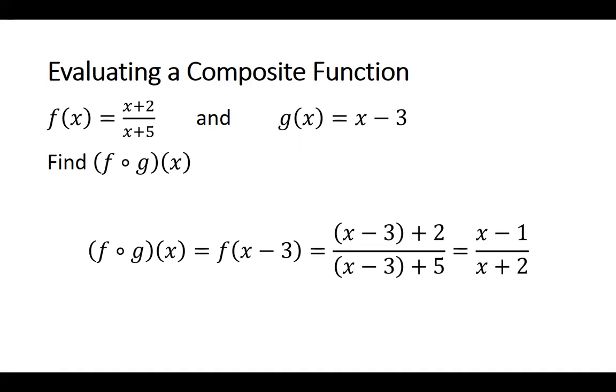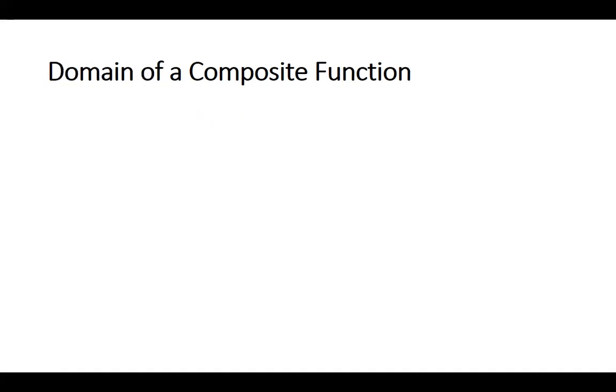It's just substitution. We've done it before. This is no different than me saying, given the function f of x equal to (x + 2)/(x + 5), find f of x - 3. It's just that now, instead of saying of x - 3, we say of g of x, where g of x is x - 3.